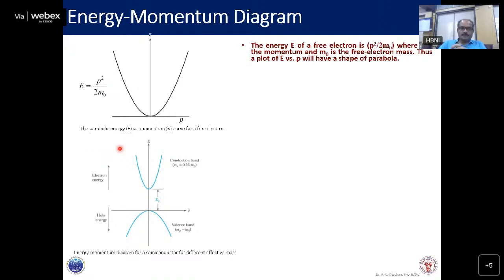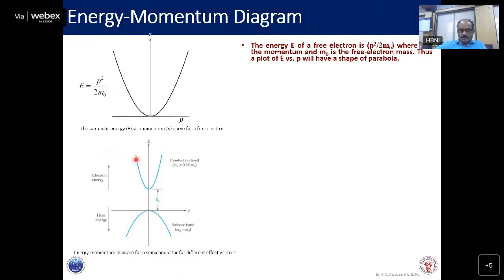Now, let us also understand another important thing, that is the energy momentum diagram. The energy of a free electron is E equal to P square upon 2m. Where does it come from? P is momentum, which is equal to mv, and energy is half mv square. So if you play with these two equations, you will get E equal to P square upon 2m.